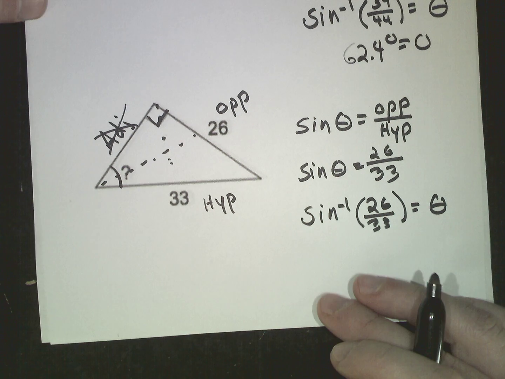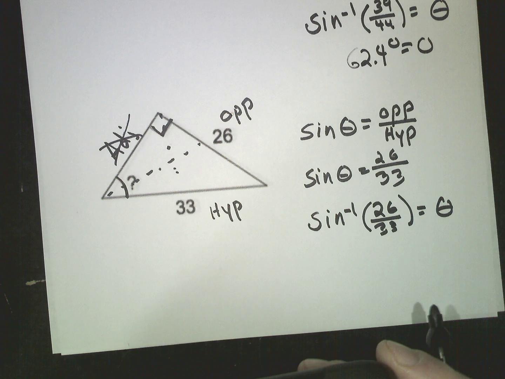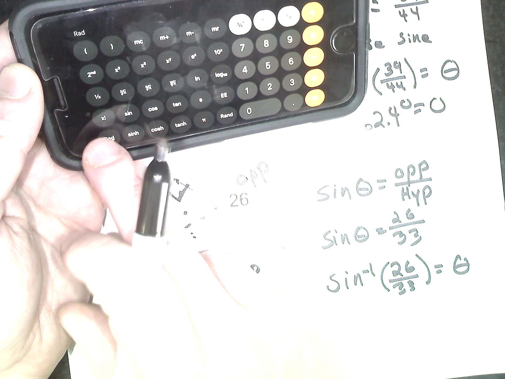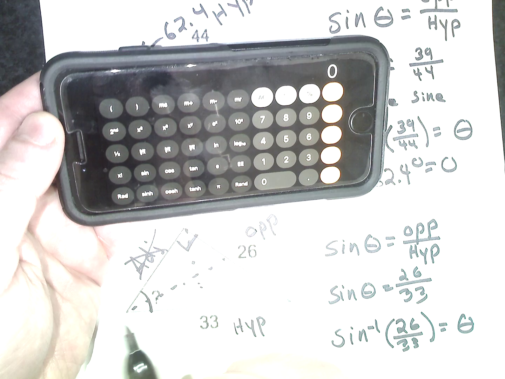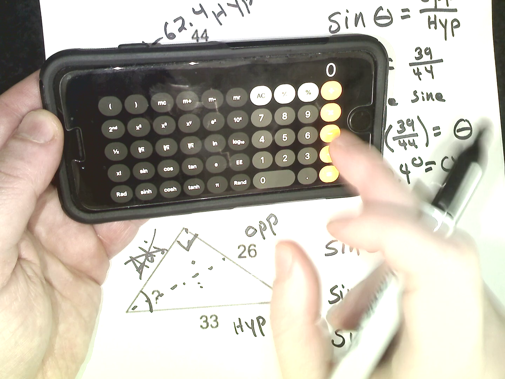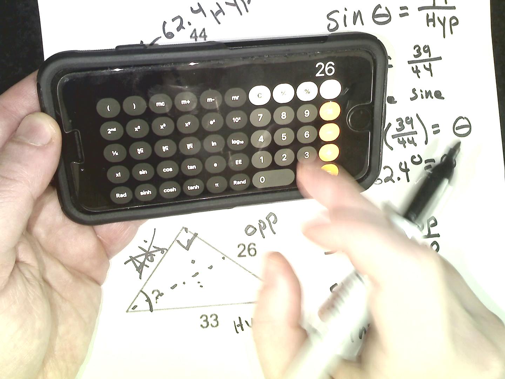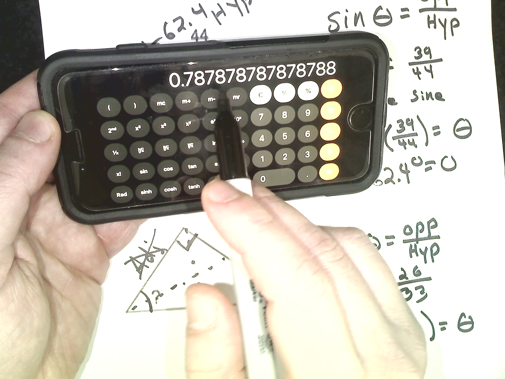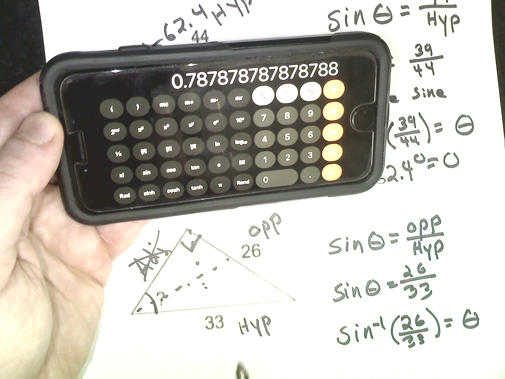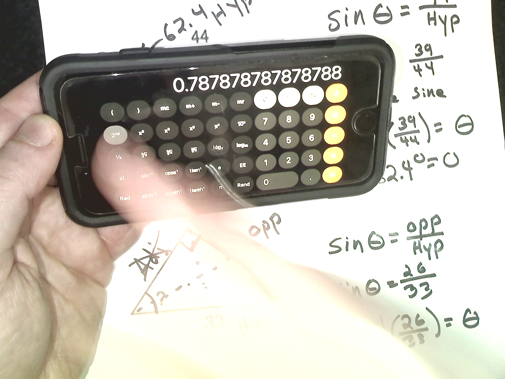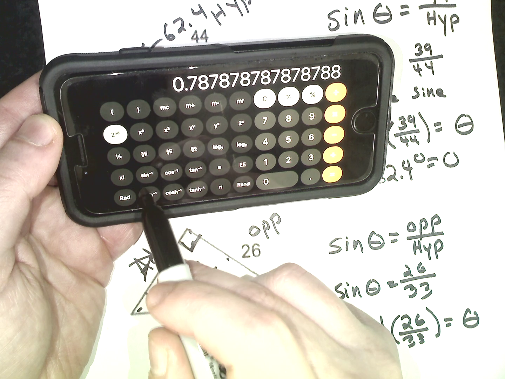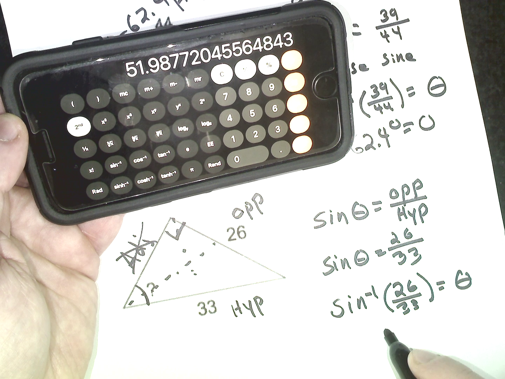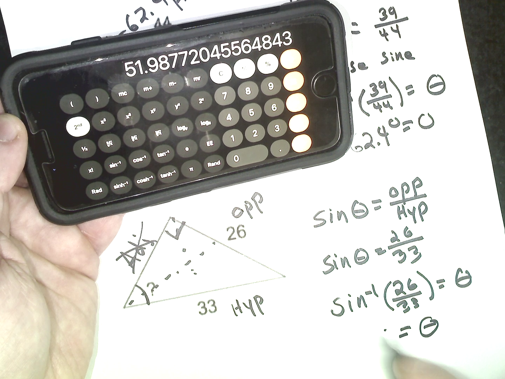So, again, one more time at the iPhone calculator, we make sure we're in degrees, not radians. We do 26 divided by 33. And we get a number. 0.7, that's a really interesting number. 0.7878787878787888. That's a weird number, but that's okay. Then I hit second, and that's when sine negative 1 comes up over here, and I hit that, and there we go. I'm going to round this, 51.98. I'm going to say theta equals 52.